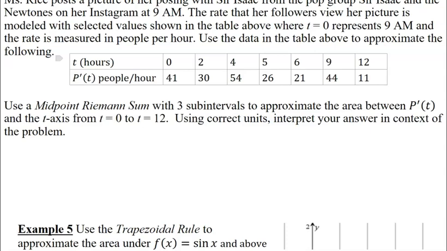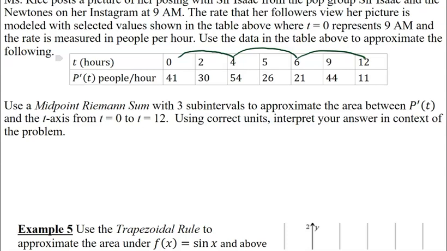Okay, so I see that I can go from 0 to 4 as my first subinterval, and I have a change in time of 4 hours, and the midpoint between 0 and 4 hours is 2 hours, and I do have the rate P prime at 2. So that's going to be my first subinterval. My second subinterval will go from 4 to 6, because I do know the value of P prime at 5, which is the midpoint. And the last one will go from 6 to 12, because I know the value of P prime of 9, which is the midpoint there.